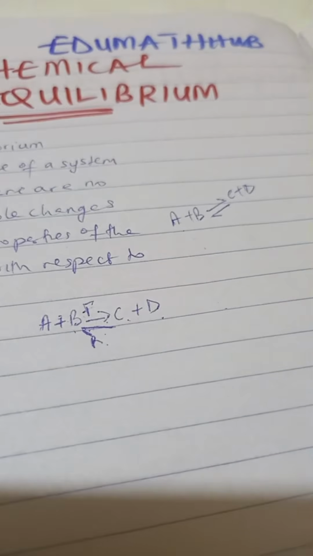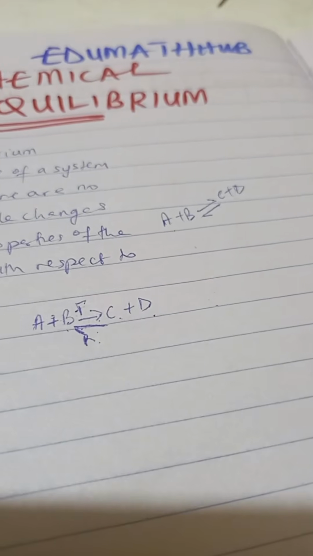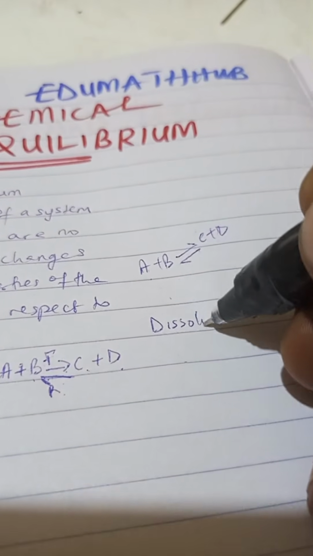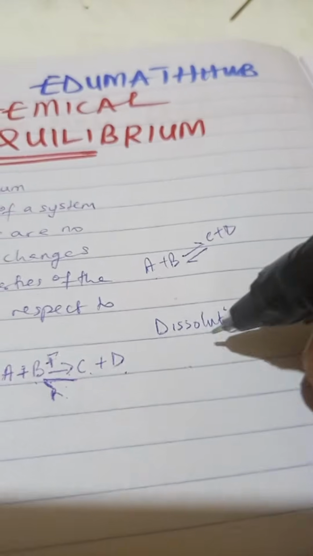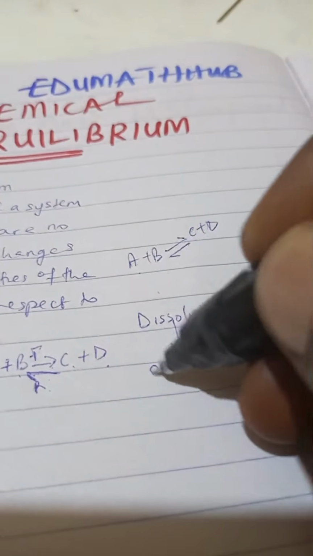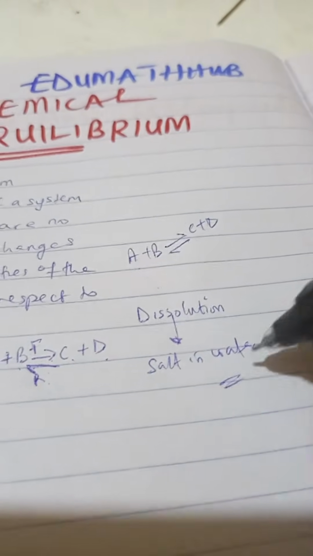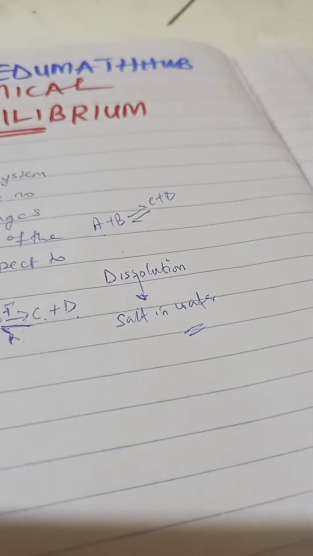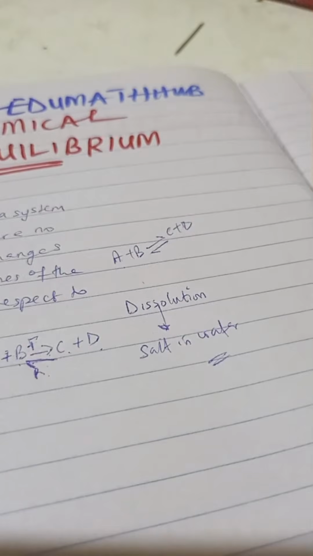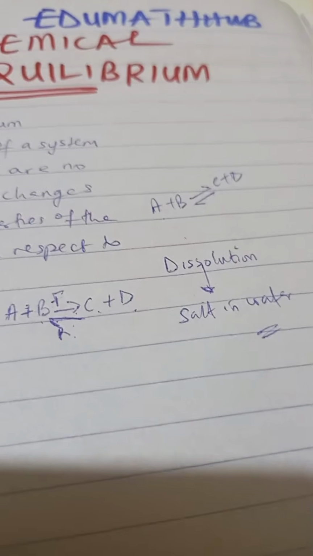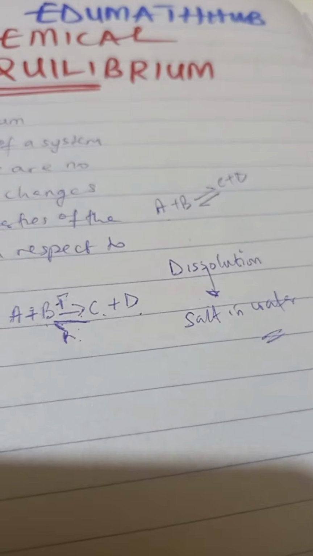Take for example, let's look at dissolution. Dissolution has to do with when you're dissolving something, basically when you dissolve a salt in water. So let's pick an example. This is very important, so pay attention. You cannot do without chemical equilibrium in your JAMB exam. JAMB always sets questions on chemical equilibrium. So let's take an example of a salt.